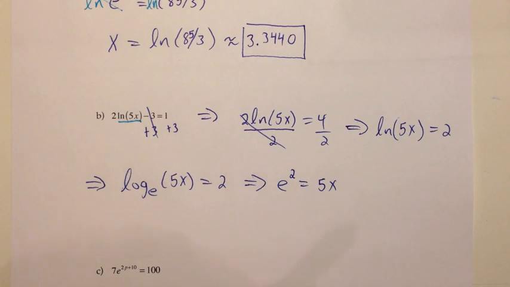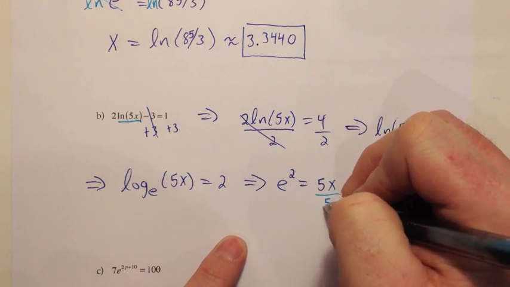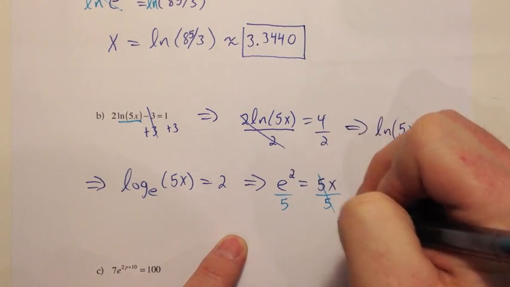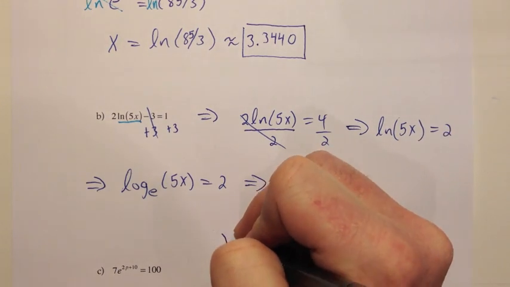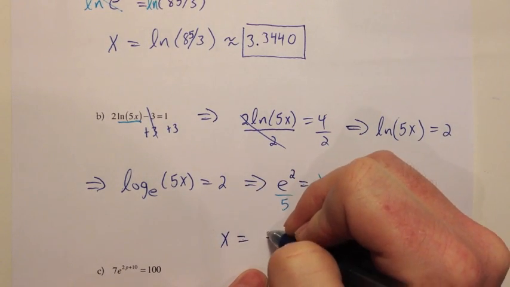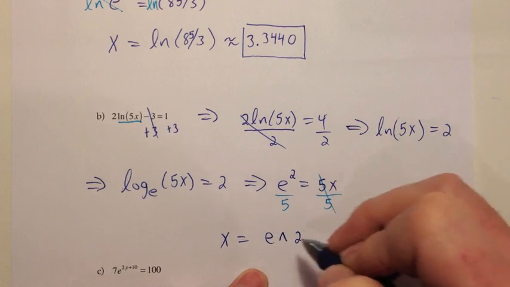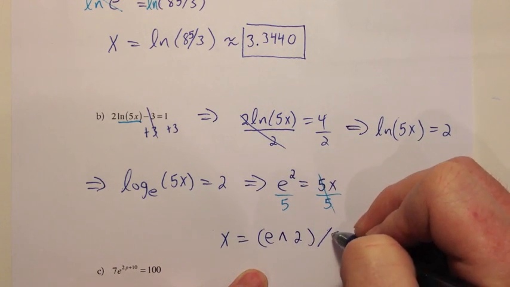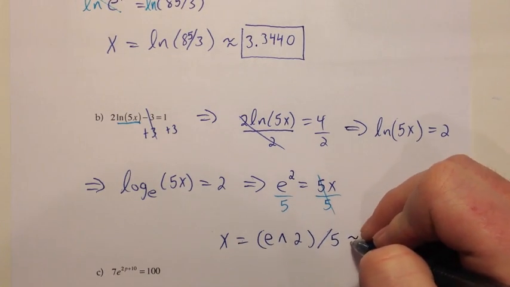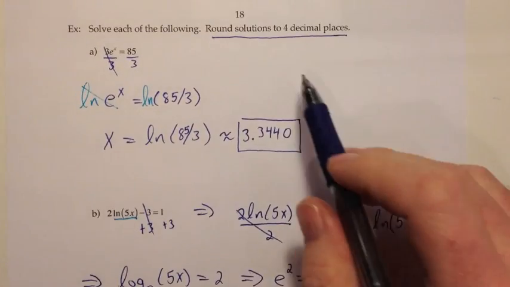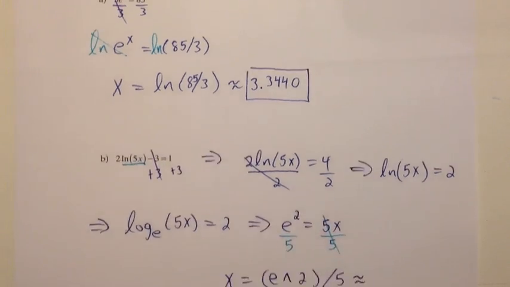So just one final step here. Get that x by itself by dividing both sides by 5, so that cancels the 5 out over here on this side. And then we could say that x would be equal to e raised to the second divided by 5. And I wrote it again in this kind of odd way because that's the way we could enter it into the calculator. And we're going to want to do that because we were asked to round our solutions to 4 decimal places.